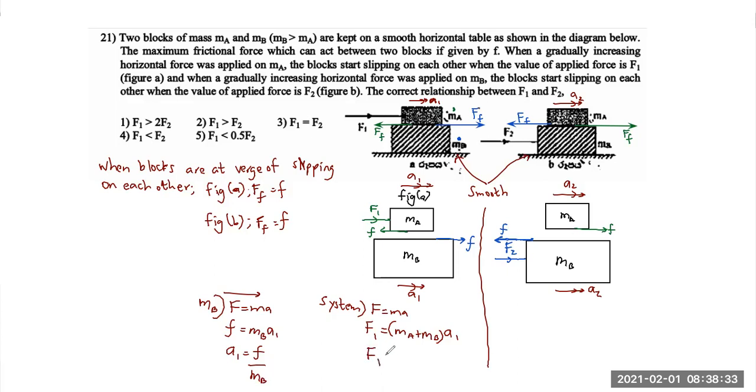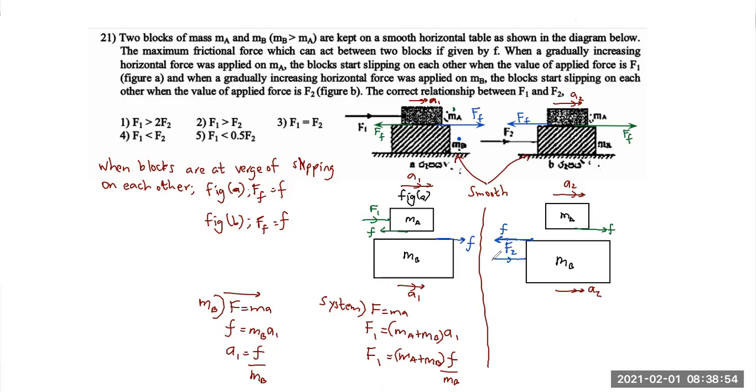That will be F1 equals MA plus MB into F over MB. This is the equation for F1. So I have an equation ready. I need to get an equation for F2 just like this and compare those two values. That's it. Let's go back here.